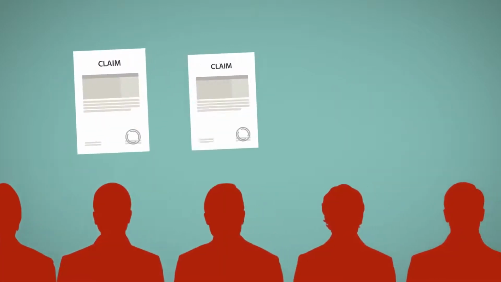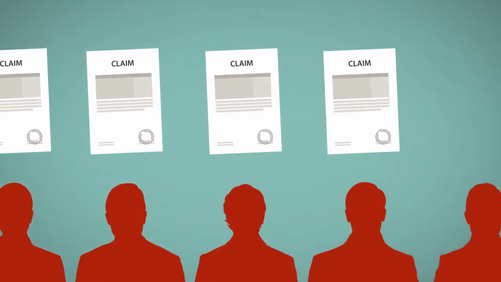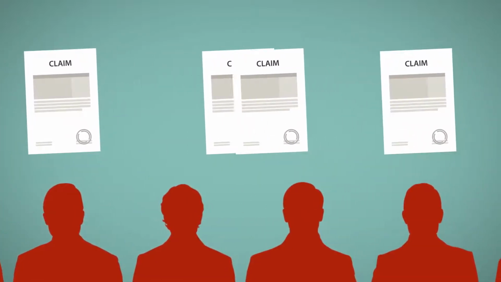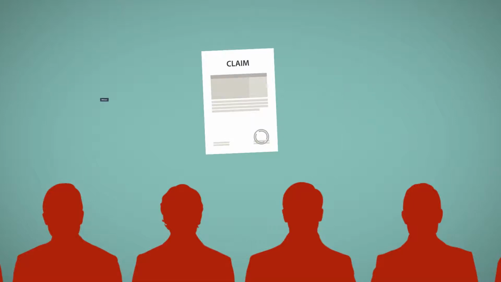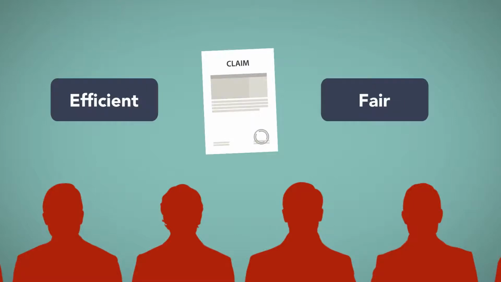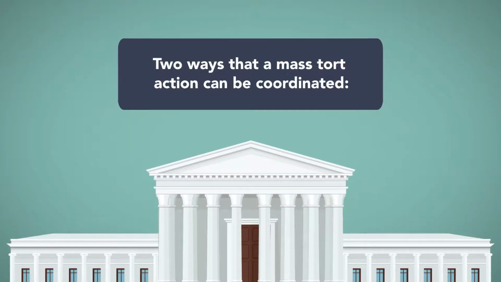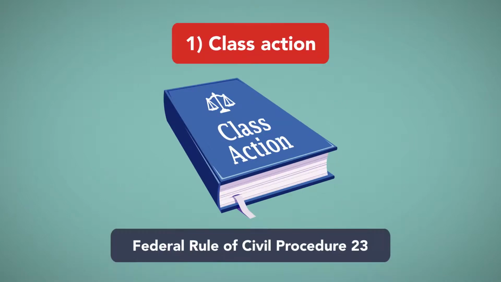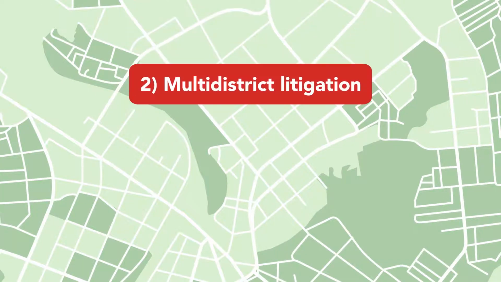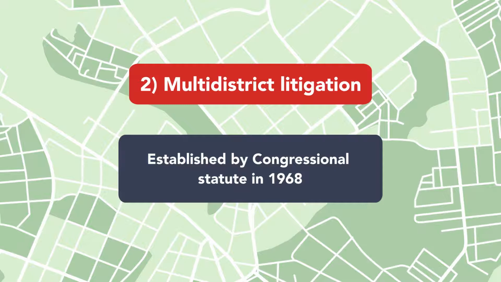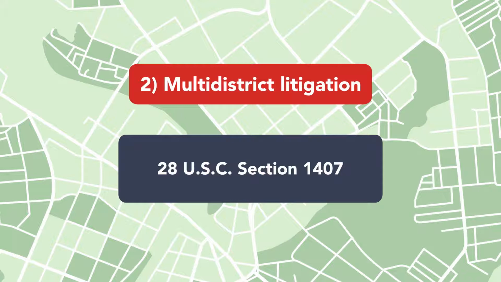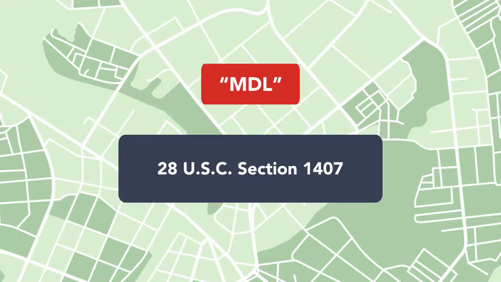One key characteristic of a mass tort is that the alleged wrong is spread out over a very large number of victims. Courts must handle all of the victims' claims in a collective fashion to be efficient and fair to both plaintiffs and defendants. In the federal court system, there are two ways that a mass tort action can be coordinated. First, it can be done as a class action under Federal Rule of Civil Procedure 23, or second, the claims can be aggregated under multi-district litigation procedures which were established by congressional statute in 1968. A statute now codified as 28 U.S.C. Section 1407. We'll refer to multi-district litigation as MDL throughout the course.